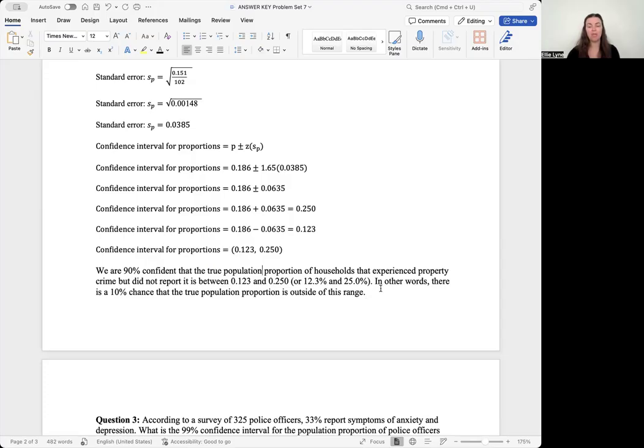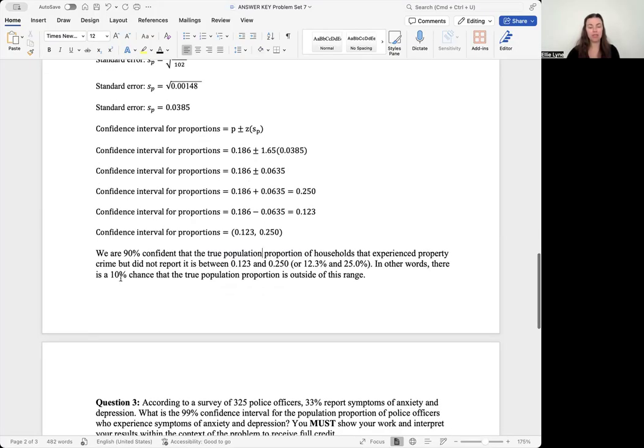more than welcome. In other words, there is a 10% chance that the true population proportion is outside of this range. So again, those outlier values could still happen. It's a low chance, but it is still possible, right? An outlier value could still occur.